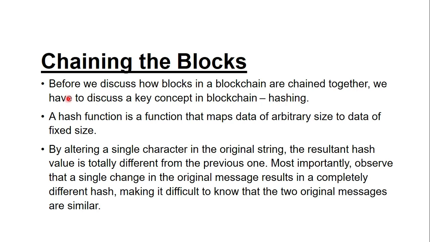A hash function is a function that maps data of arbitrary size to data of fixed size. If we have some data, we get fixed bits of output. I'll show how that works in the next video, so I should move further. By altering a single character in the original string, the resulting hash value is totally different from the previous one. Most importantly, observe that a single change in the original message results in a completely different hash, making it difficult to know that the two original messages are similar.